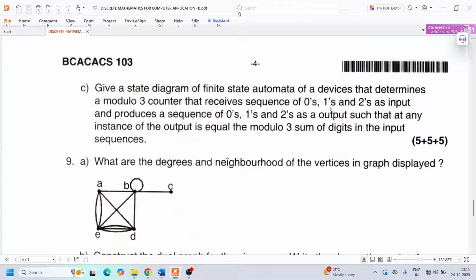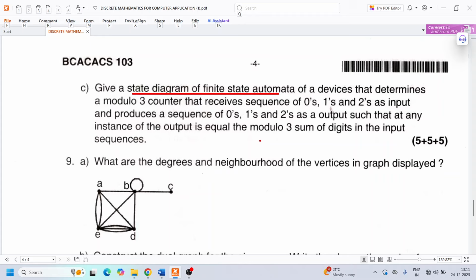So this is what we are supposed to do. And what is it that we are supposed to do? Very important thing. We are supposed to draw the finite state diagram. That's all. We are supposed to draw the state diagram for this finite state automata. So let's go ahead and do that.